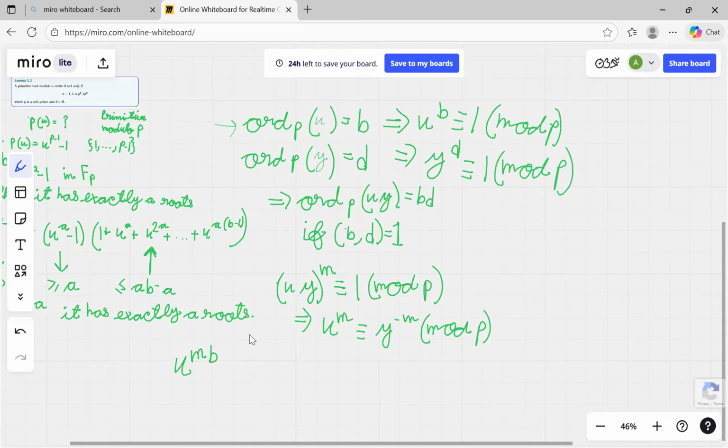Aritra, can you repeat Sanskar's proof? No, like see, (xy) whole to the m congruent to 1 mod p, just raise both sides to the power b. So x to the mb is obviously 1, and you have y to the mb is 1 by the equation.